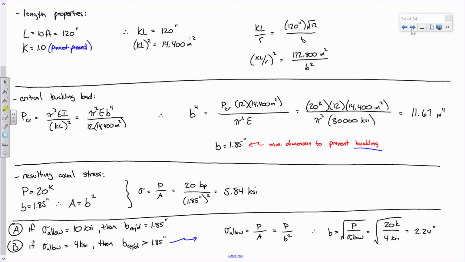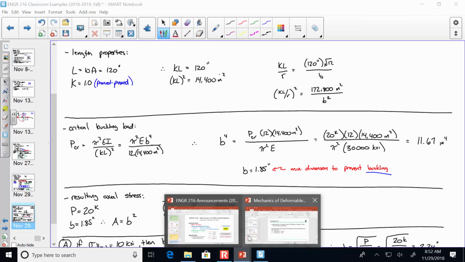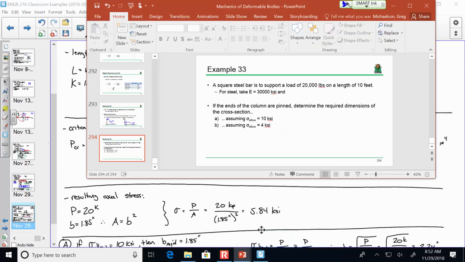So if you want a final answer, here's what I propose. For this scenario, B is 1.85 inches. For this scenario, 2.24 inches. Ignore all the buckling and all the math. I think the answer should make sense just looking at the allowable stresses. If your material can only handle so much stress, you have to use more of it, right?